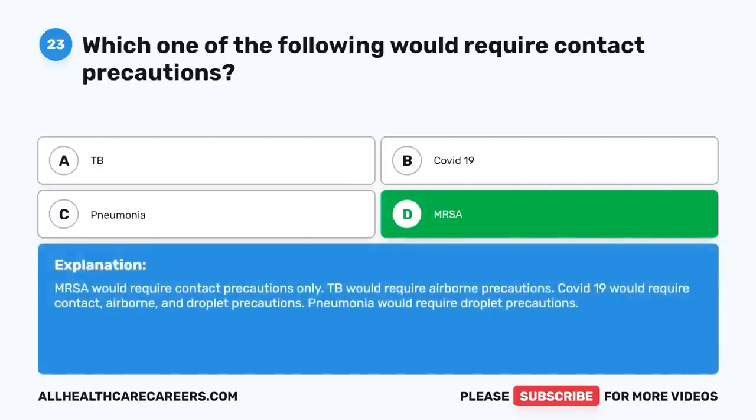MRSA would require contact precautions only. TB would require airborne precautions. COVID-19 would require contact, airborne, and droplet precautions. Pneumonia would require droplet precautions.